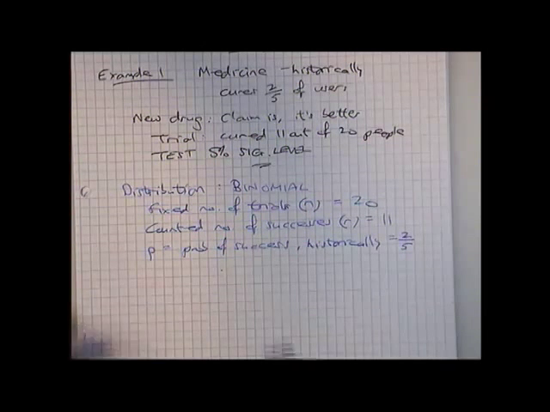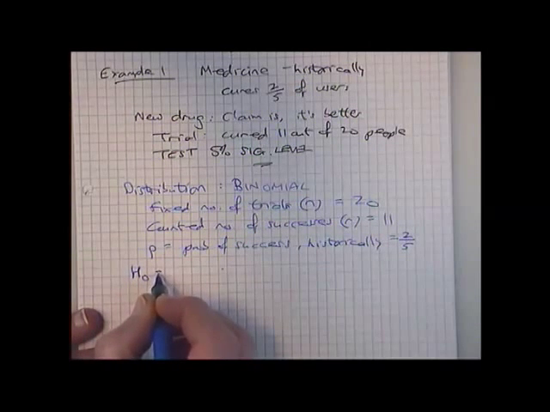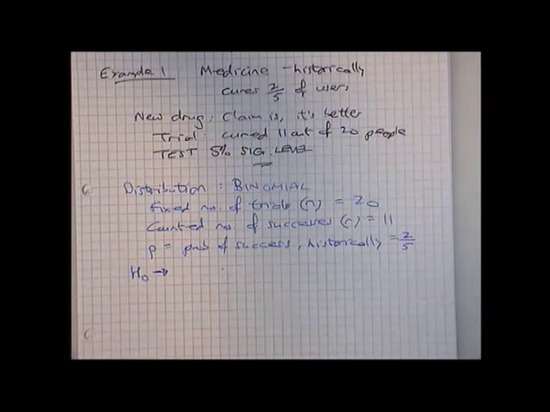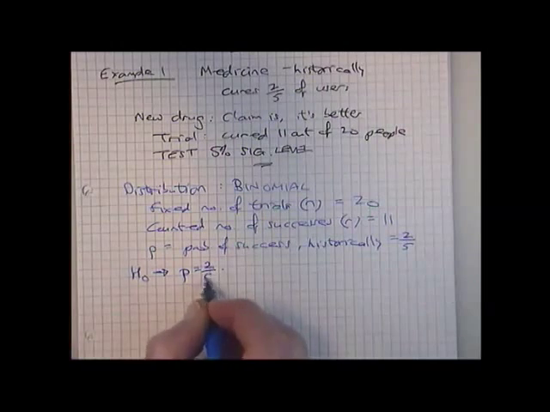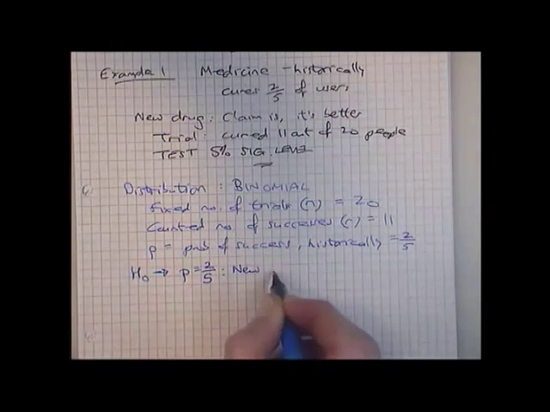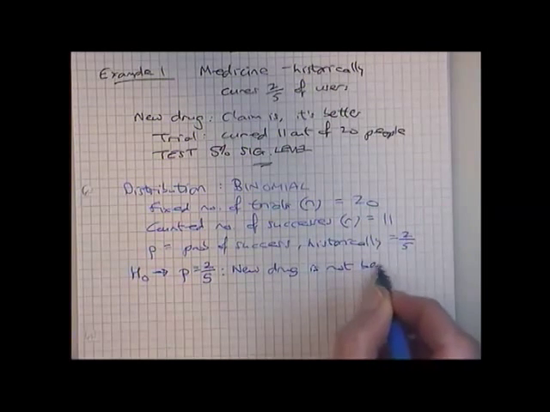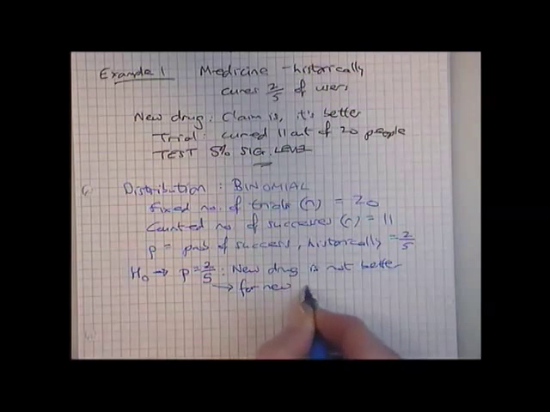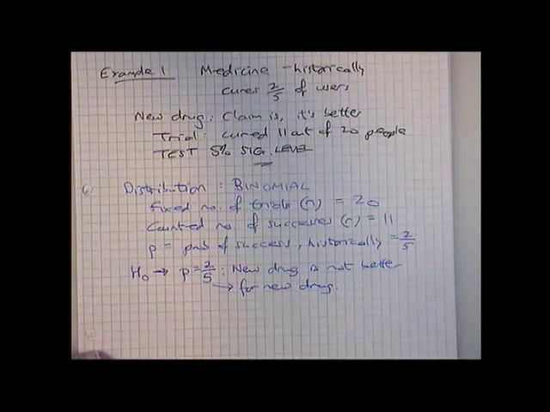Let's go straight on to our two hypotheses. H0, the null hypothesis, is, as we said when we started the last chapter, the status quo. Nothing has changed. So we will say that P is still 2/5 for the new drug, i.e. the new drug is not any better than the old drug.